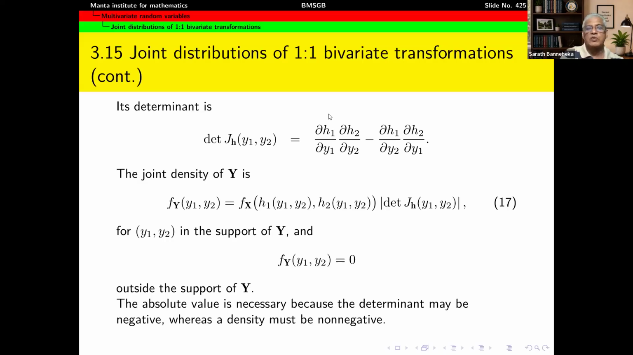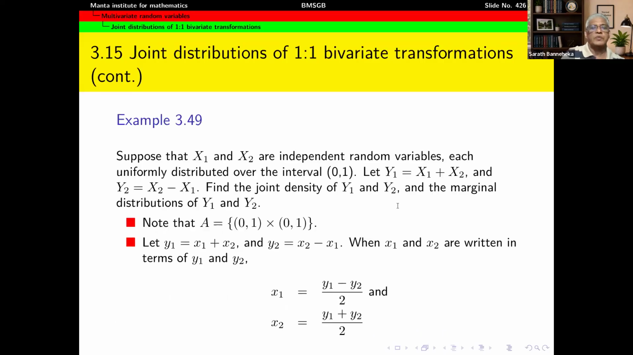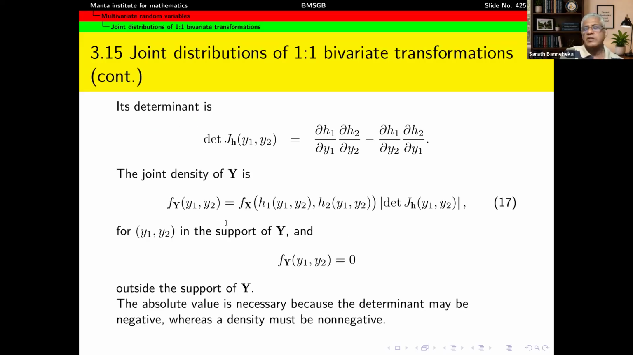And then this quantity. When you simplify this, you can get a positive or negative quantity. What you need is the absolute value of this determinant. This is the density when the y1, y2 point that we consider here is in the support of Y. Otherwise, the density is equal to 0. The absolute value is required here because generally this can be negative, but finally the density function has to be positive.